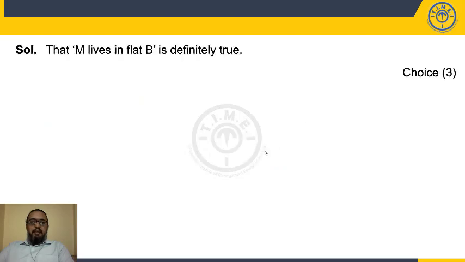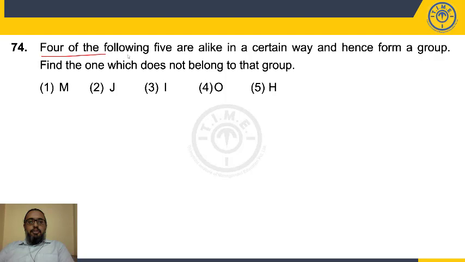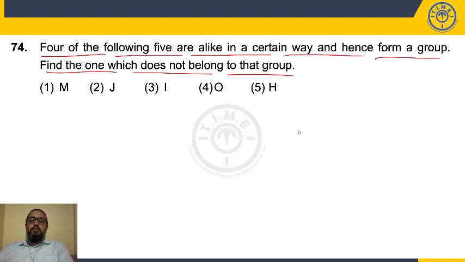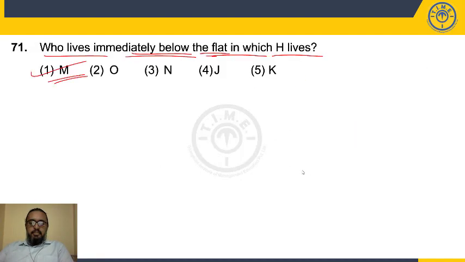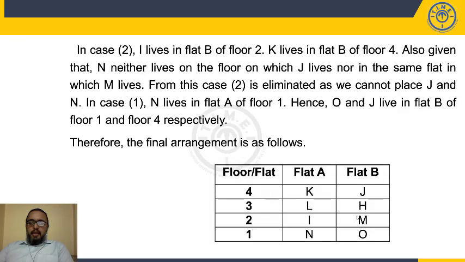Choice 3. Then 4 of the following 5 are alike in a certain way and hence form a group. Find the one which does not belong to that group. So it's an odd one out. M, J, I, O, H. Let us check. Okay, so it's about the flats. Except for I, remaining all are coming in flat B. So I is the odd one out.